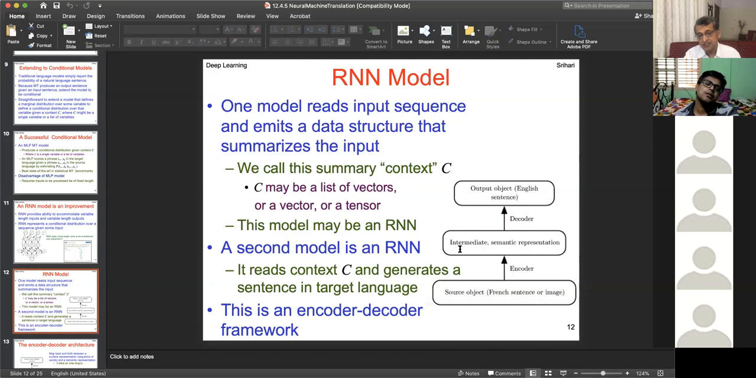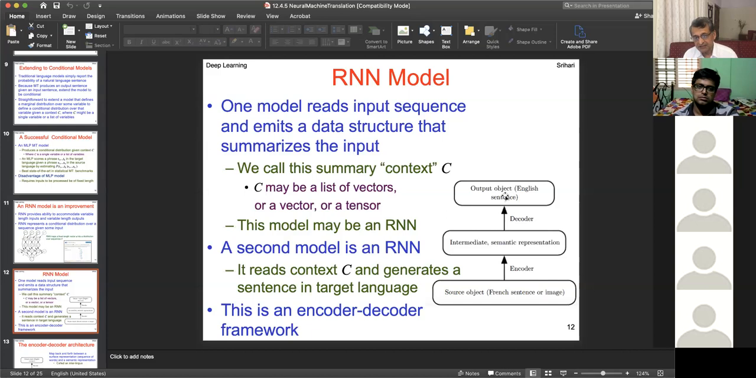An encoder produces an intermediate semantic representation. So it is mapping it into something, a sequence of numbers, if you will. So these are real numbers. And that is being output into an English sentence over here. So we're going from source to intermediate to output. So one model reads the input sentence and emits a data structure that summarizes the input. We call this summary context C, maybe a list of vectors or a vector or a tensor. The second model is an RNN. It reads a context C and generates a sentence in the target language. So this was the next stage.